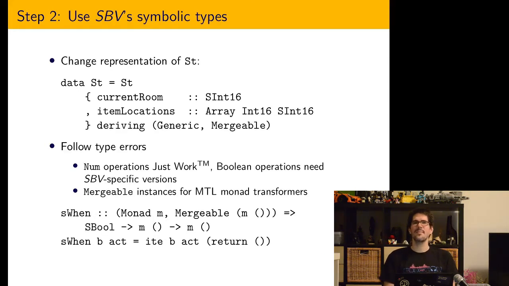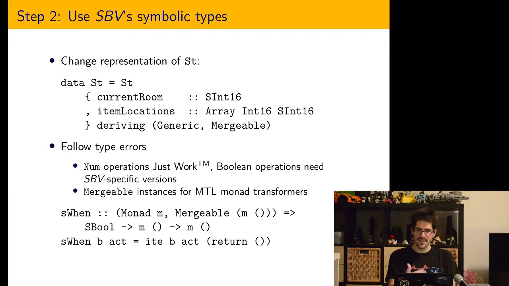So this one gave us an interpreter that you could interactively play. Then step 2 was using SBV's symbolic types. SBV is a Haskell library which gives you symbolic versions of, among other things, 16-bit integers. So if instead of an Int16 you use an SInt16, that means it could have a concrete value, but it could also have a symbolic value.